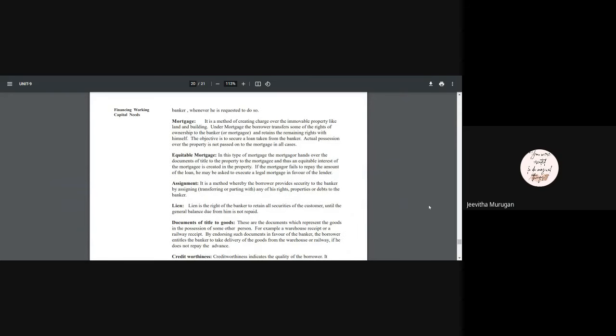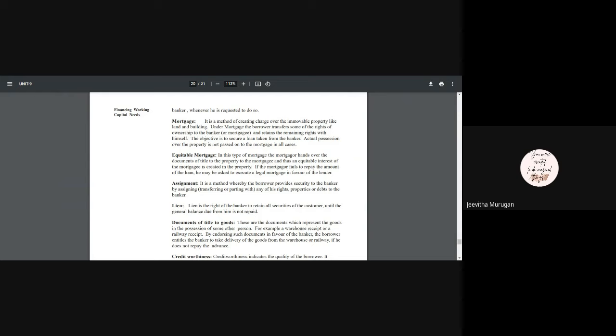Mortgage. It is a method of creating charge over immovable properties like land and building. Under mortgage, the borrower transfers some of the rights of ownership to the banker and retains the remaining rights with himself. The objective is to secure a loan taken from the banker. Actual possession over the property is not passed on to the mortgagee in all cases.